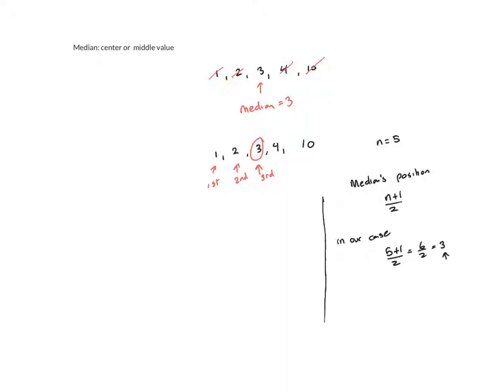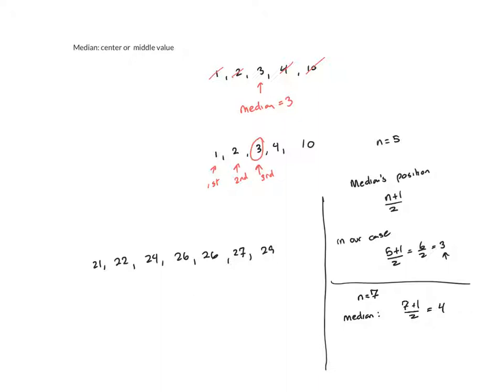So, for our next example, let's look at a different data set. Let's say I have the numbers 2, 4, 6, 6, 7, 9, and 21. Now, looking at this data set, I actually have 7 entries, so n is 7 in this case. So to find the median's position, I'm going to take 7 plus 1 and divide it by 2, which will give me 8 over 2, or 4. This tells me my median is going to be the fourth number in. So I go 1, 2, 3, 4, 6 is going to be my median here.